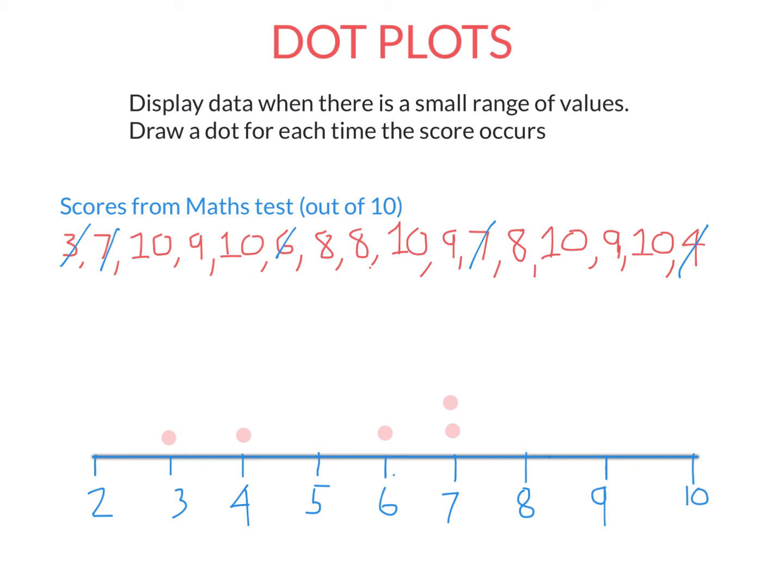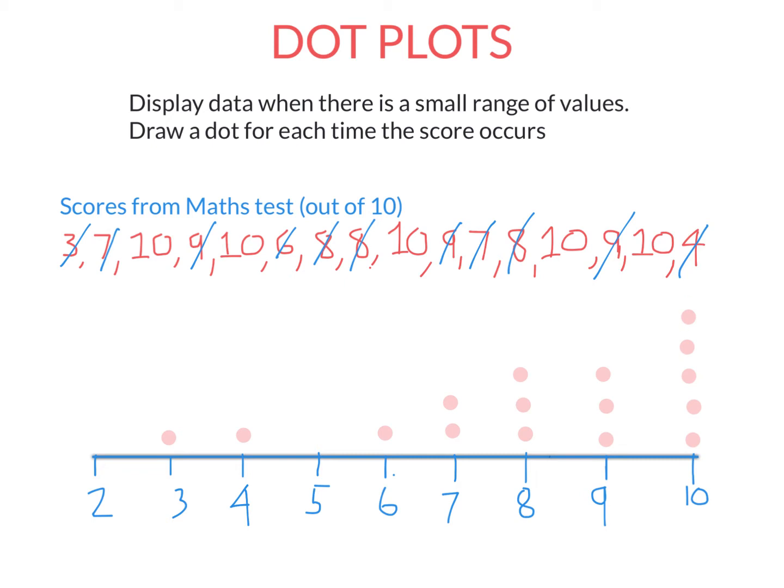So similarly, we see that the score 8 occurs 3 times. It's helpful to cross them out so you know that you've already used that data point. So we'll do 3 dots for 8. Then we have 9 occurring 3 times and 10 occurring 5 times. So this is what the dot plot will look like. As I said, each dot refers to an instance of that score occurring. So 10 has occurred 5 times, and then we have 5 dots.